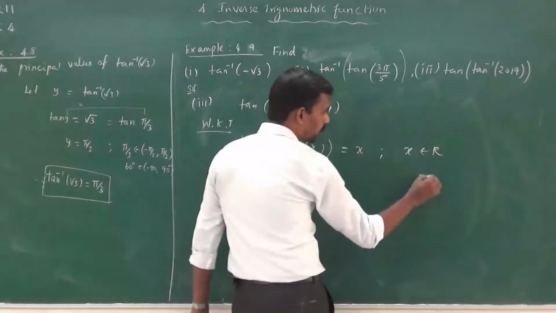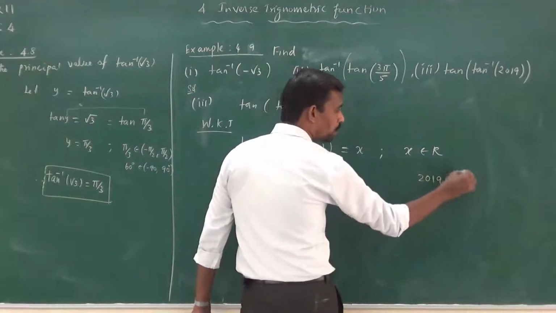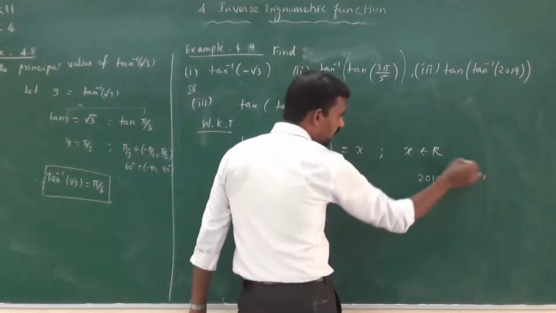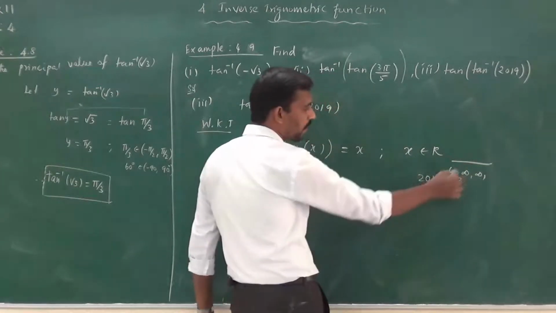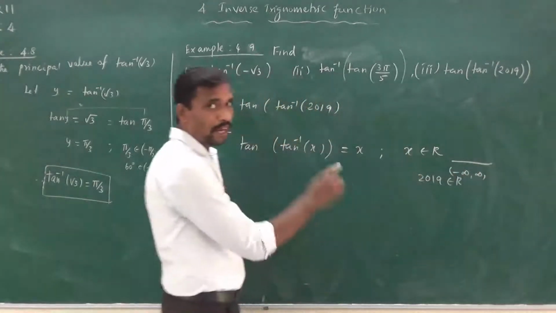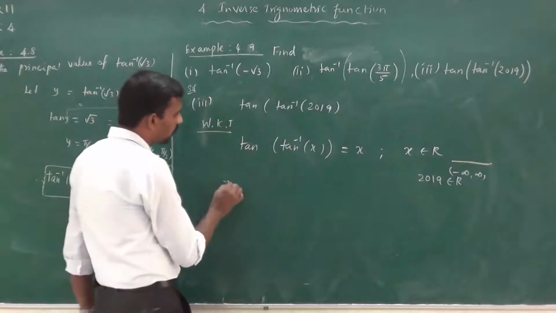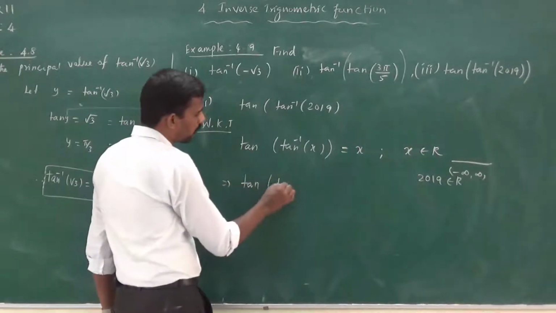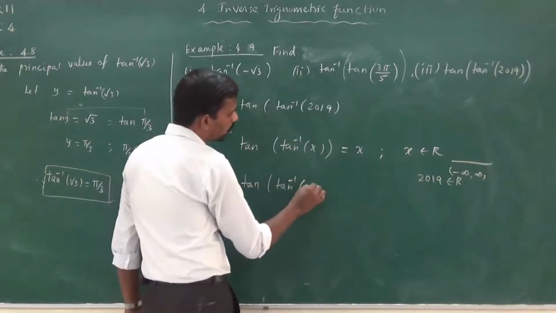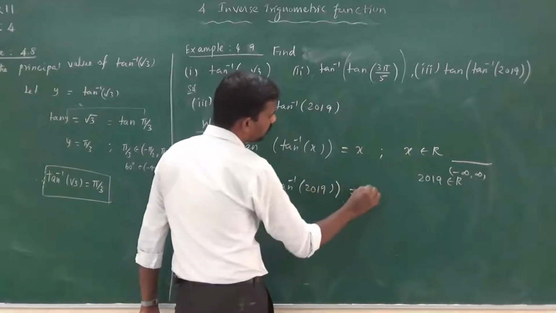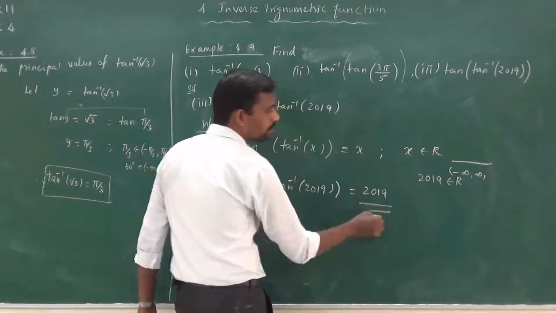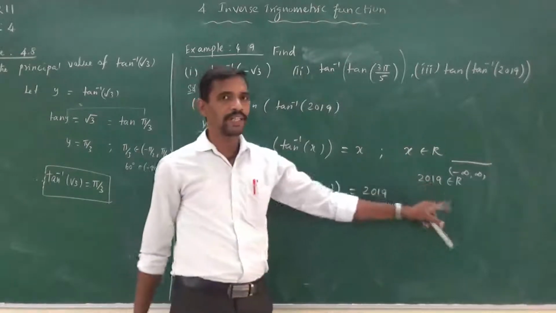Since here 2019 belongs to R, what does that mean? Minus infinity to plus infinity is the number line. So 2019 belongs to R. So simply we can write tan inverse of 2018 is equal to 2018, since 2018 belongs to R.